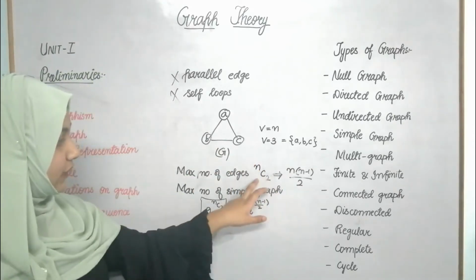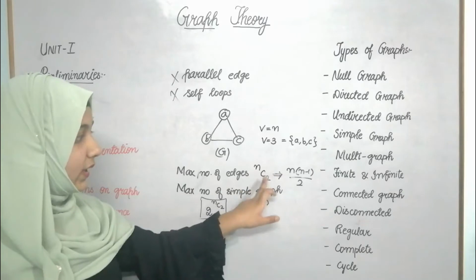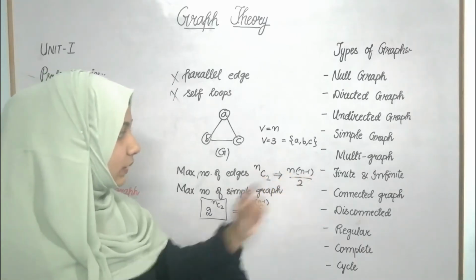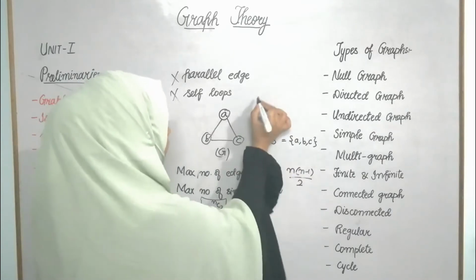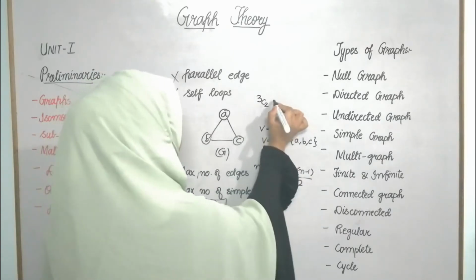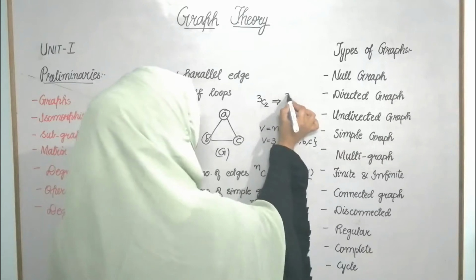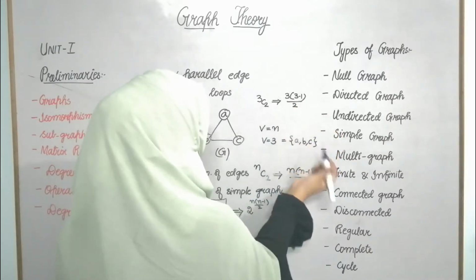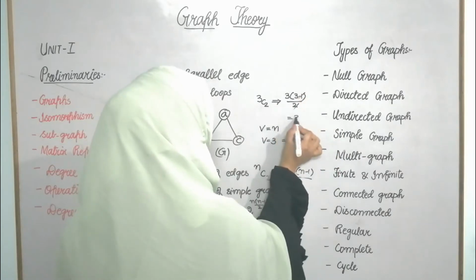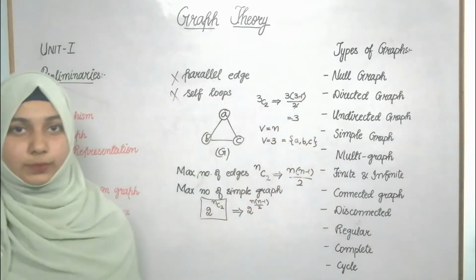So this is the formula for finding the maximum edges. It is NC2. NC2 can be written as n into n minus 1 by 2. Let's do it with this. Here n is what? 3. 3C2 can be written as 3 into 3 minus 1 by 2. What is 3 minus 1? It is 2. 2 and 2 get cancelled. We have got 3. So 3 edges are possible.